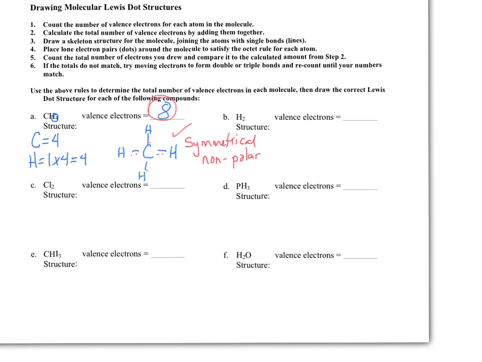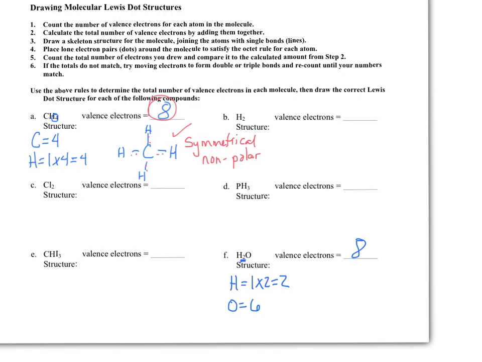Next, let's take a look at water. So we start from the beginning with our steps, and we count the number of valence electrons for each atom. So we have H, which has 1, but we have 2 of those, so we're going to multiply by 2 and have 2 total for hydrogen. Oxygen has 6, so if we add these together, we get 8 total valence electrons.